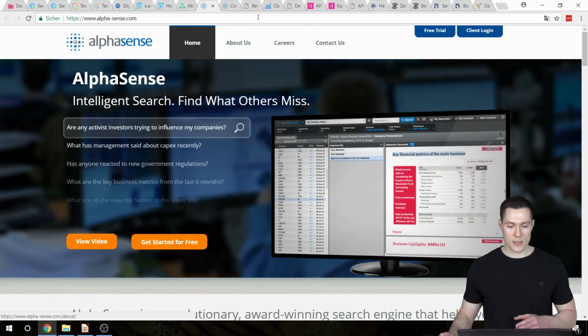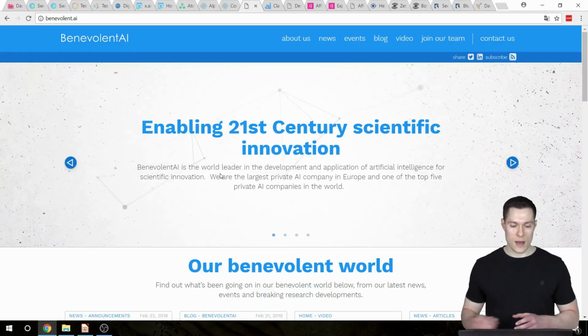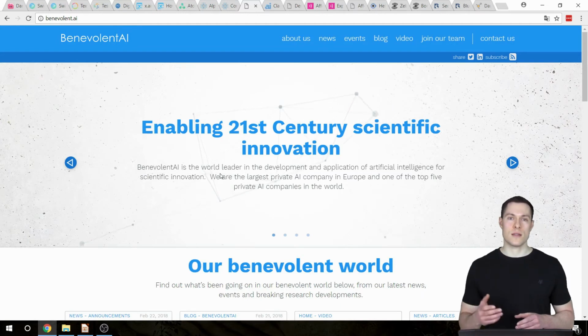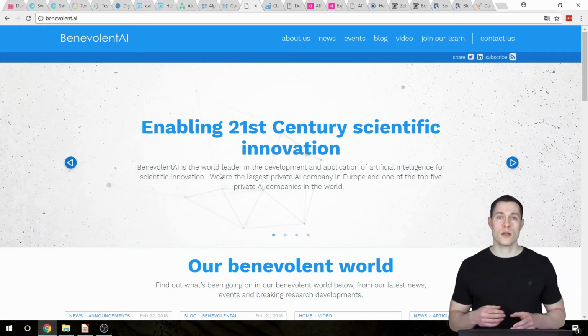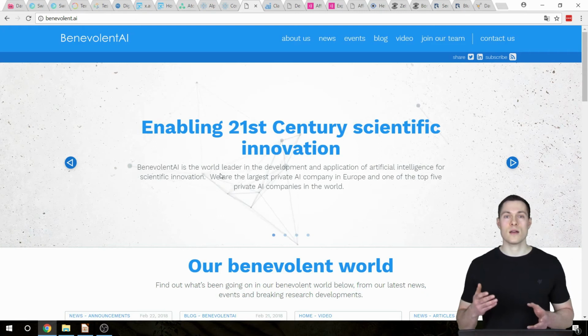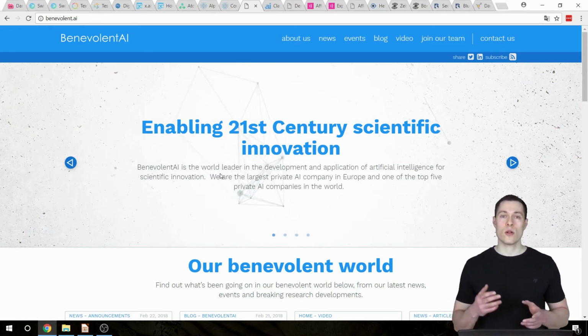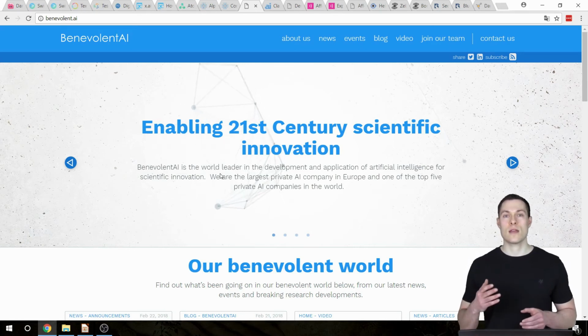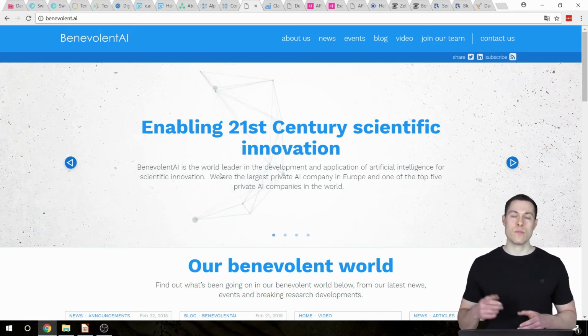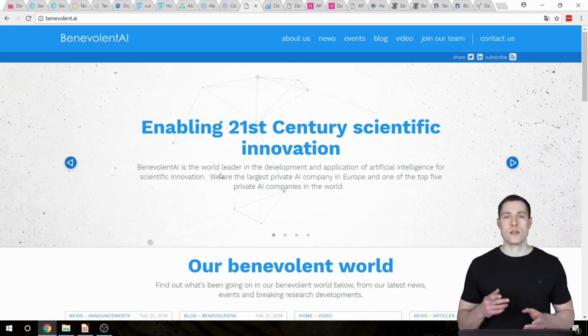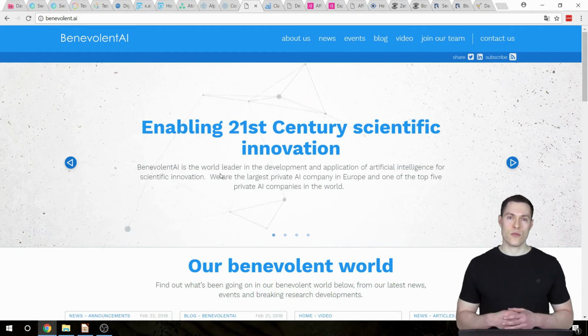So that's Alphasense. Next is BenevolentAI. And they do something similar as Alphasense, only in the field of science. And here too, there are simply too many research papers published for scientists to read them all. So what BenevolentAI does at a high level is it goes through all those research papers, and from the knowledge that it builds from that, it can create new hypotheses that can then be further investigated by the scientists. So it's basically a tool for accelerating scientific innovation.